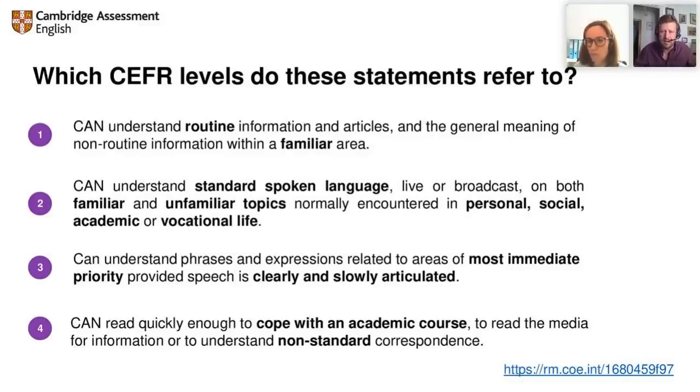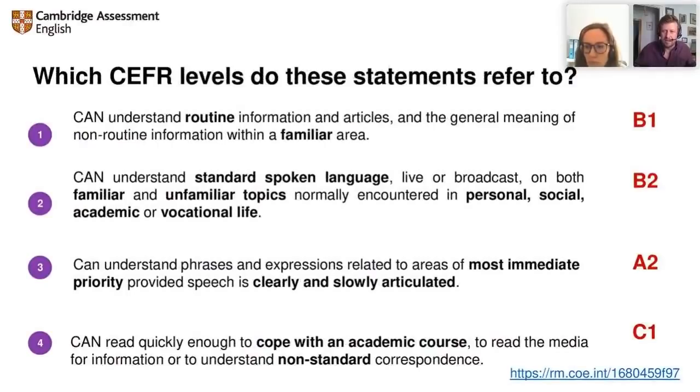Okay, so here are the answers. B1, B2, A2, C1. Two of them are what, Victoria? I got them all right. Oh, well done. Congratulations. Two of these are from listening. So number 2, the B2: can understand spoken language, live or broadcast, on both familiar and unfamiliar topics, normally encountered in personal, social, academic, or vocational life. And what's the other listening one? A2: phrases and expressions related to areas of most immediate priority, provided speech is clearly and slowly articulated.